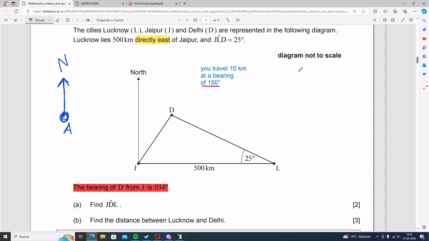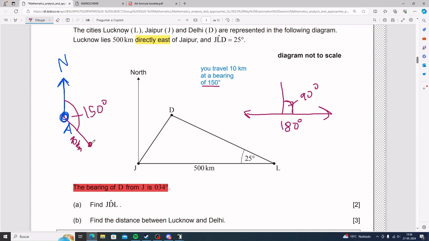Now, 150, let's remember that a straight line is 180, and so that means going all the way to the right is just 90 degrees. So I'm going to do first 90 degrees and then a little less than a straight line, so it's going to be around here for 150 degrees. And so in order to express that you travel 10 kilometers at a bearing of 150, you would draw this purple line, write 10 kilometers, and you end up here.